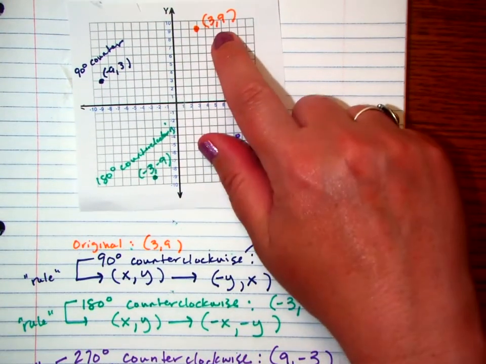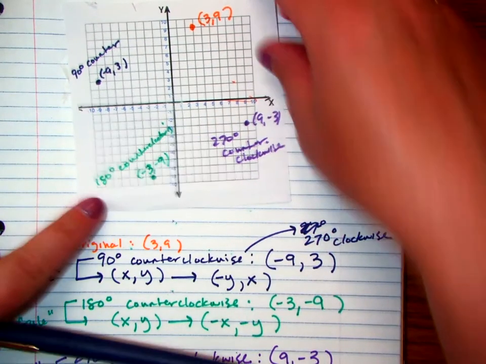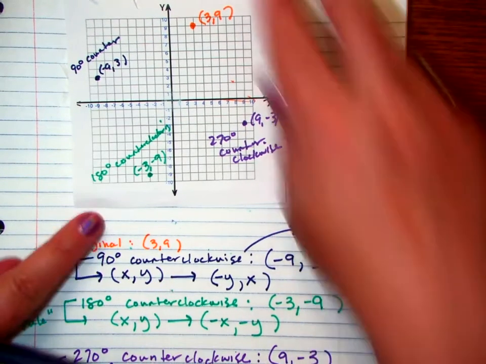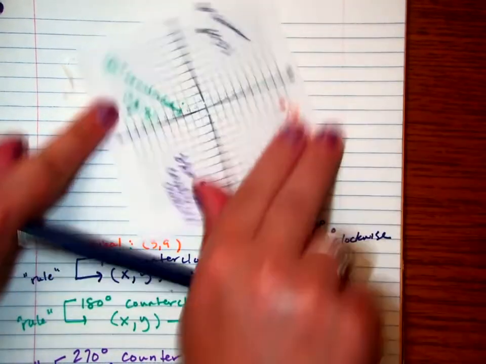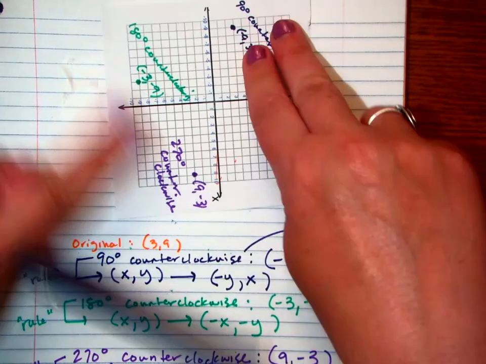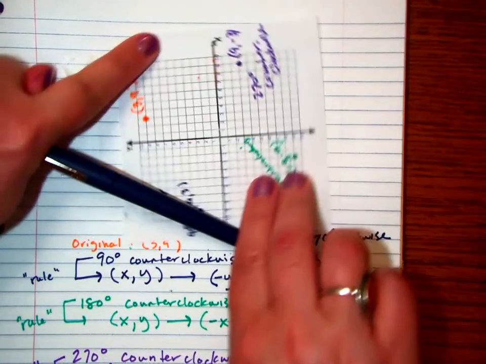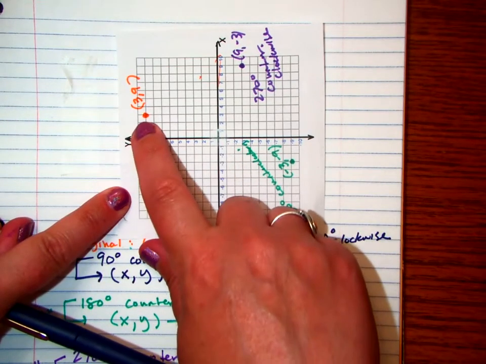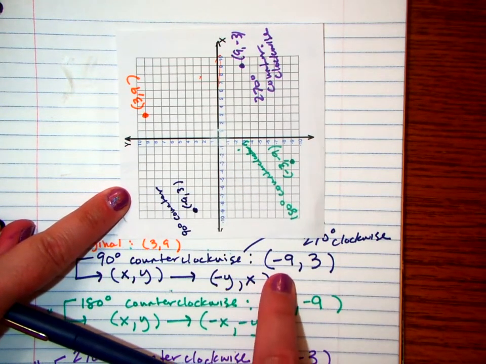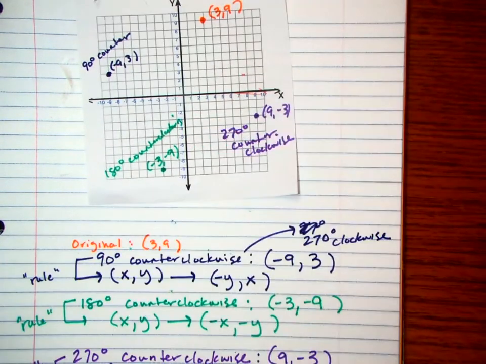So here was the original, and now I'm going 90 counterclockwise. This would be 270 degrees clockwise. Looking at my orange, 1, 2, 3, you'll notice that I am at -9, +3, which is still that same one. Now I'm going to show the same thing for the green point.